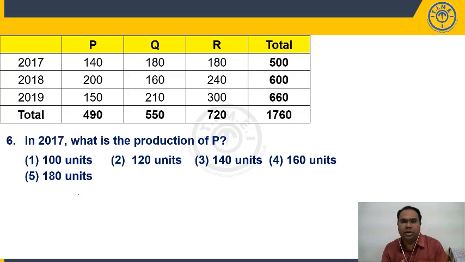Once you get this tabular form, you can answer the questions easily. Questions are easy, students. They won't demand much time. They won't take much of your time. Questions are easy to solve. The only thing is that you should be able to get this table. In 2017, what is the production of P? P production in 2017 is how much? 140 tons. Sorry, 140 units.